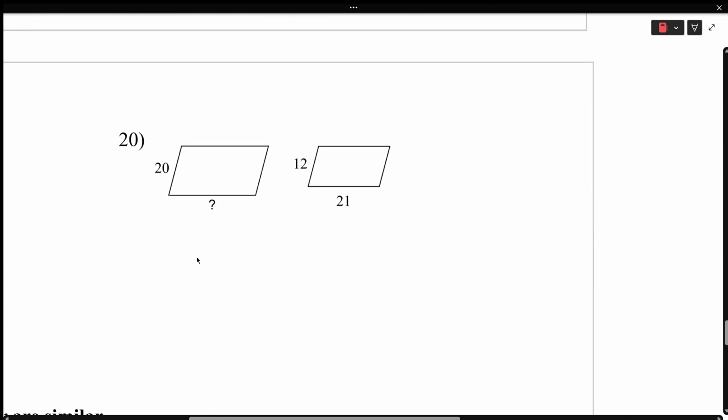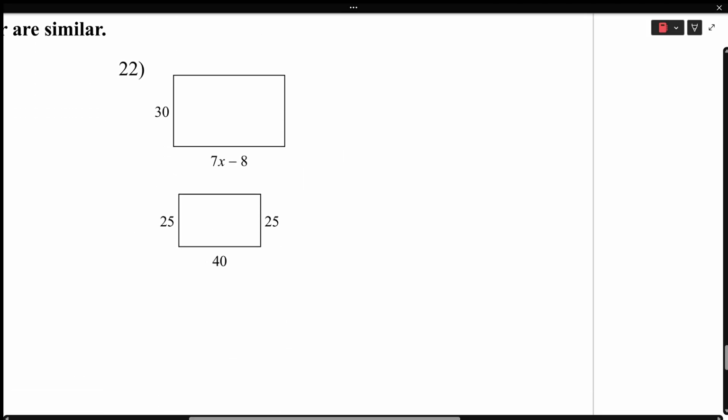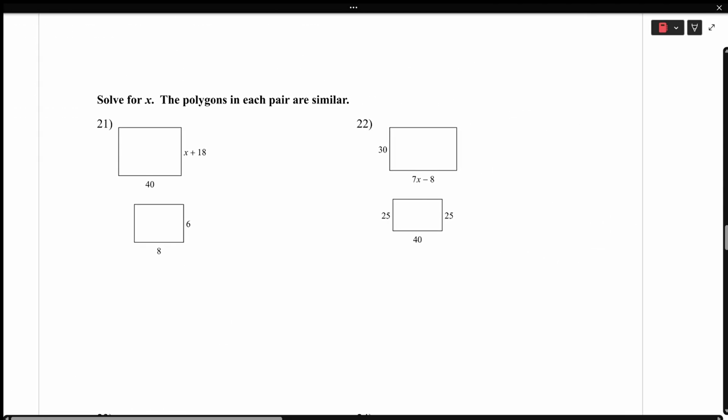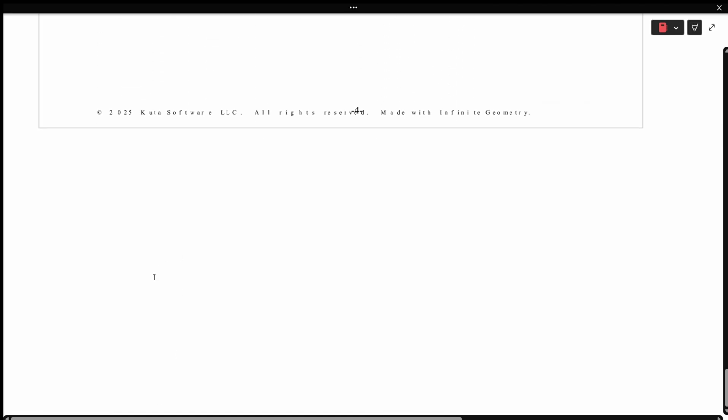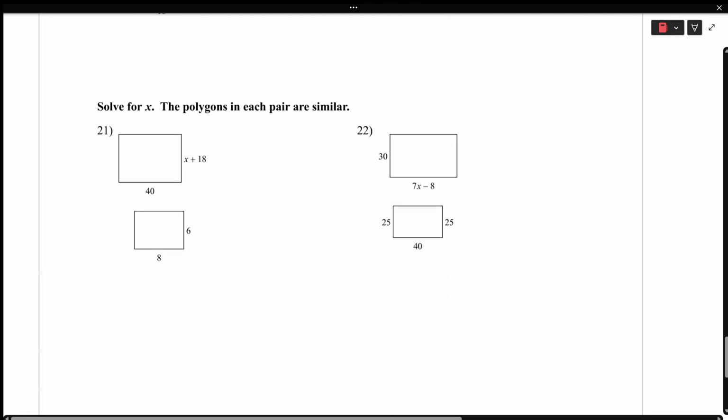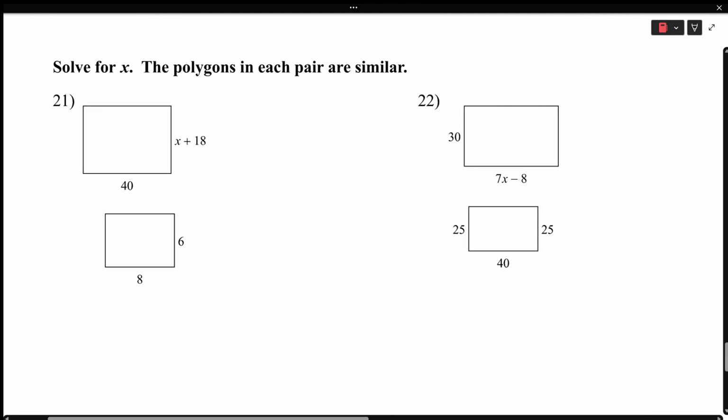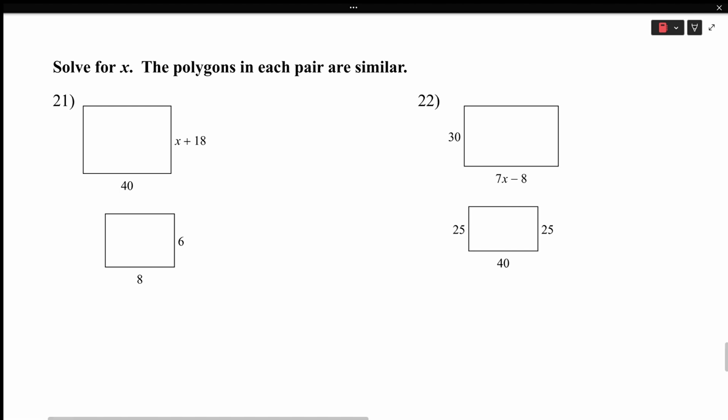Okay, you guys got to do the other ones. So how do I do 21, 22, 23, 24? Let me go over 21, and then you try the rest. Same steps here: solve for x. The polygons in each pair are similar.